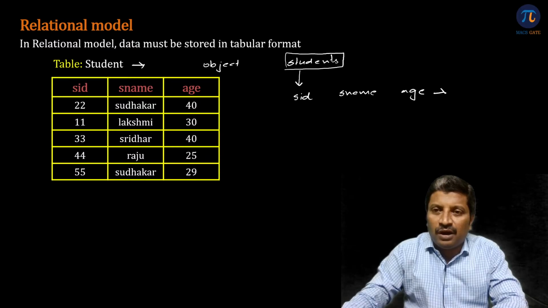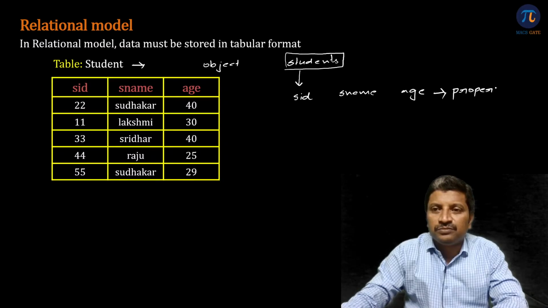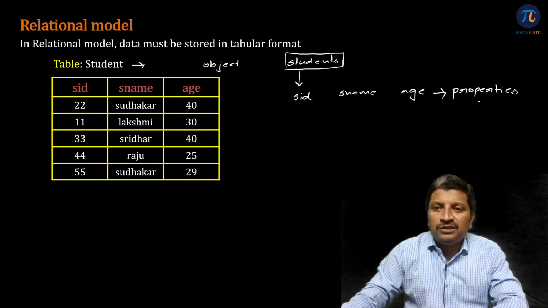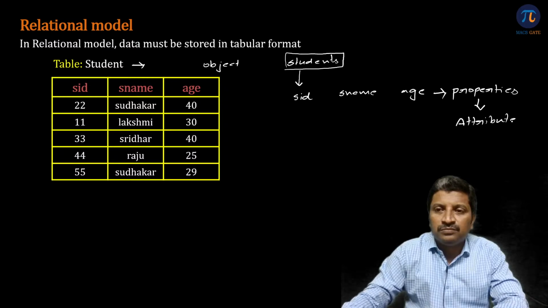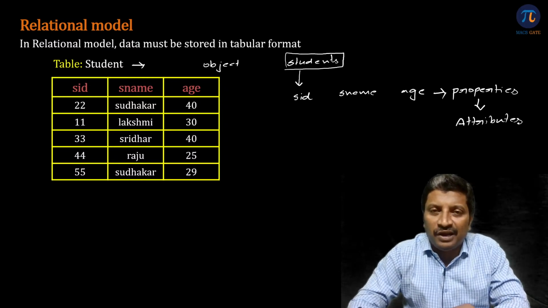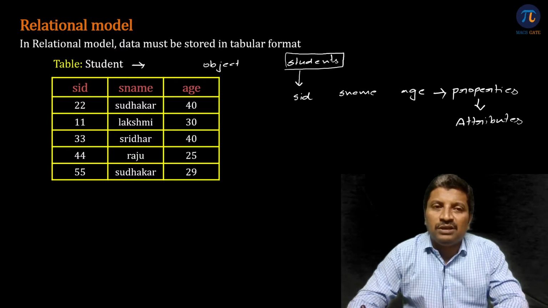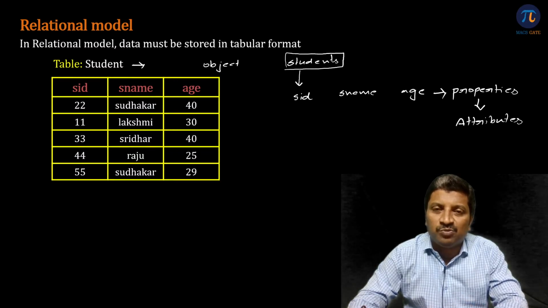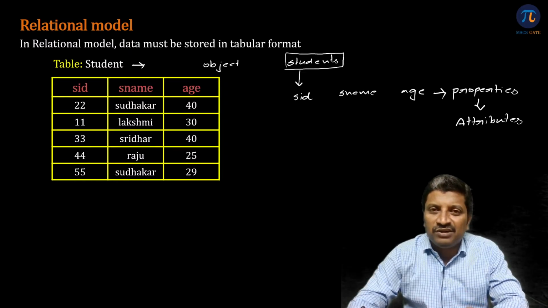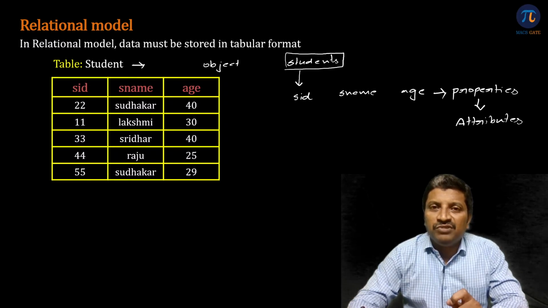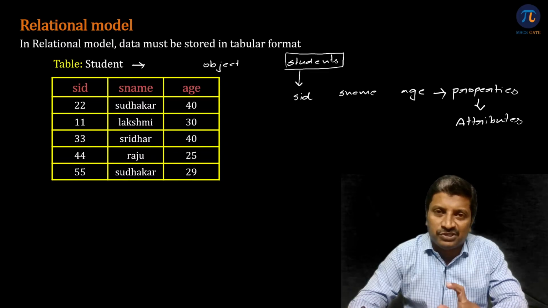These are called properties in general English. Technically, they are called attributes. So, in the relational model, the data must be stored in table format. First we need to decide the table name. The second thing is we need to decide the columns, that is, the properties we need to store about the particular objects.